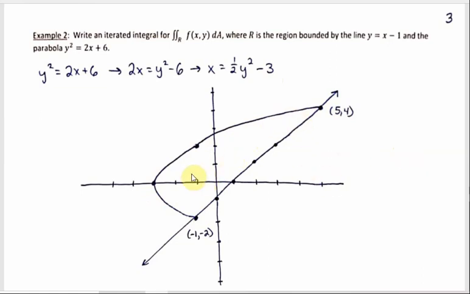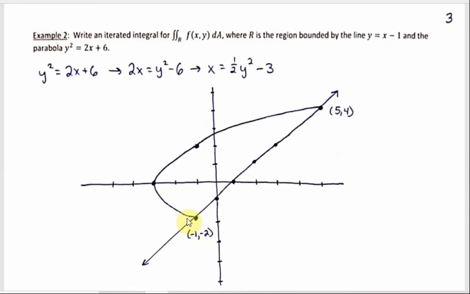Because if you try to do it as dy dx, where then you think, okay, well, what's on top, what's on the bottom? The thing that's on top is always the parabola. But the thing that's on the bottom, here it's the parabola, and then here it's the line. So you can do it as dy dx, but you'd have to do it piecewise defined and broken up into 2 separate double integrals.